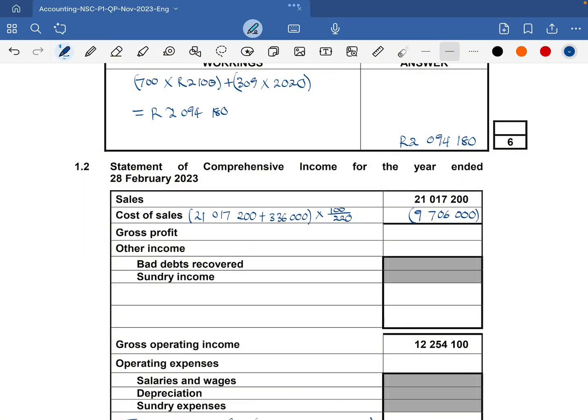Then we can easily calculate our gross profit. So it's 21,017,200 minus that. So that's 11,311,200. Okay, hopefully that went well for you.